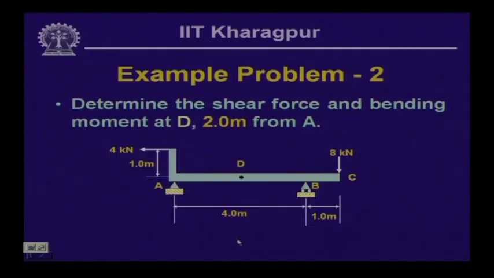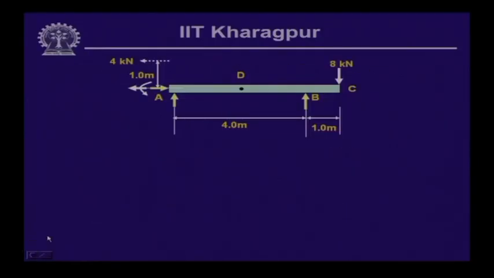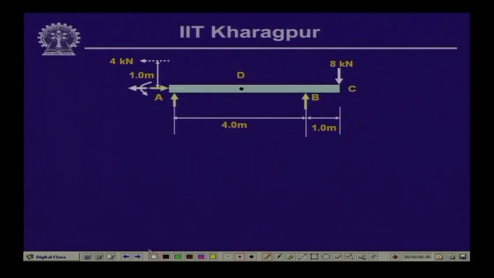So, if we take the free body of the whole beam, then we can find out the values of the reactive forces and thereby we can compute the shear force and the bending moment. The free body looks like this: the 4 kilonewton load, which was acting at a distance of 1 meter from this support, is now transformed to this place, where we have a horizontal force of magnitude 4 kilonewton and the moment is 4 kilonewton meter, because 4 times 1 will give you 4 kilonewton meter as the moment.